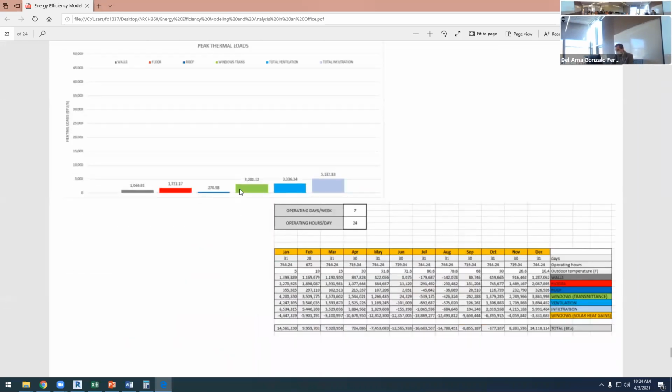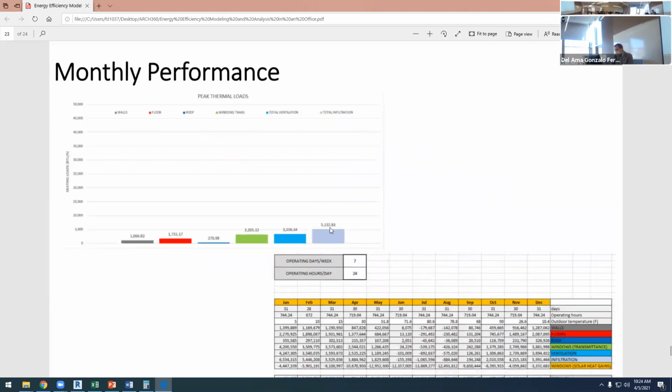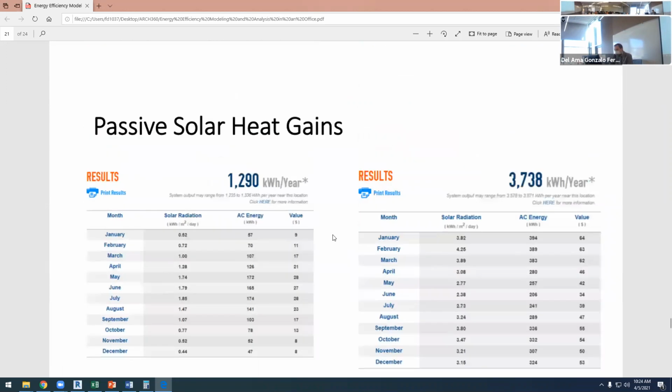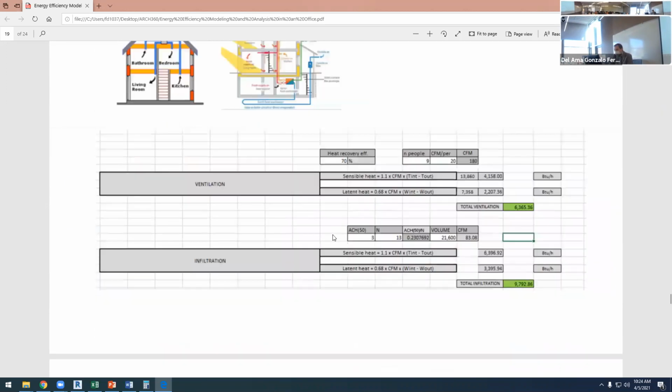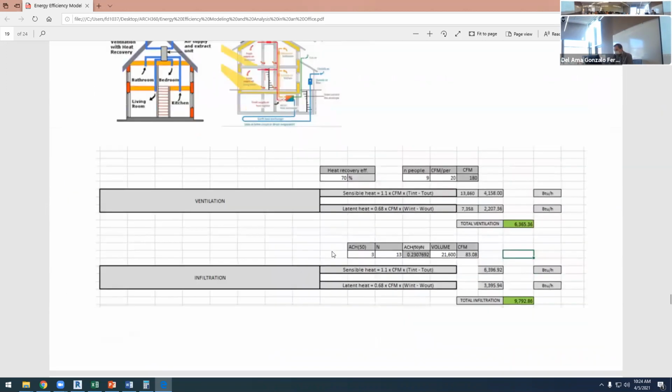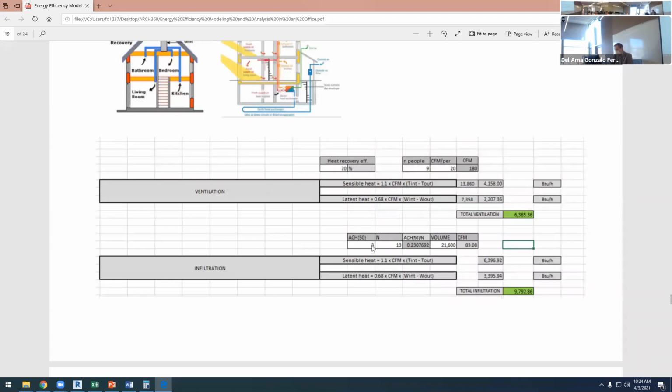And now the monthly performance. Apparently here, infiltration is the worst thing that is happening here. What is your... Okay, but it is already a tight building because you are using a 3. If this value is 3, it's good. Now, it can be worse.